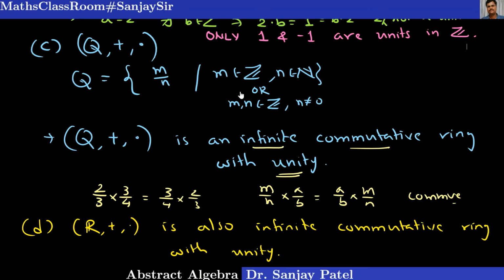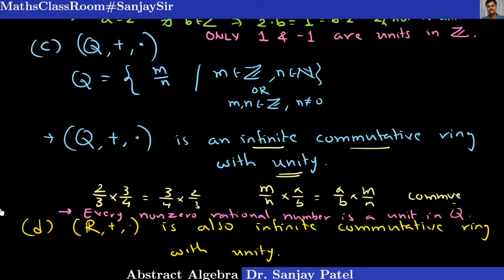For Q and R, we can say simultaneously, if you take any non-zero element in Q or R, then it has a multiplicative inverse. You know very well, if you have a non-zero rational number, then we can find its reciprocal, or you can say multiplicative inverse. So every non-zero rational number is a unit in Q.